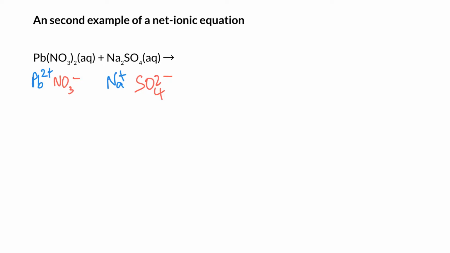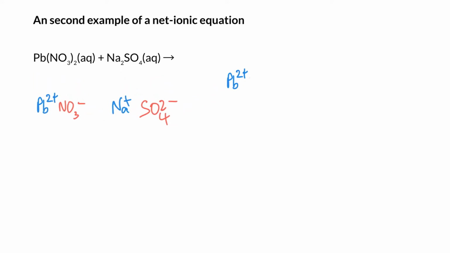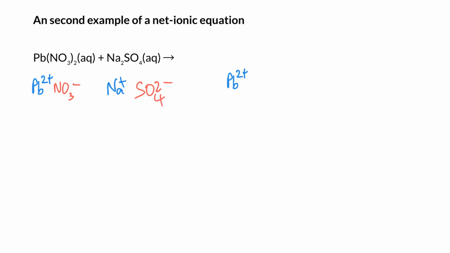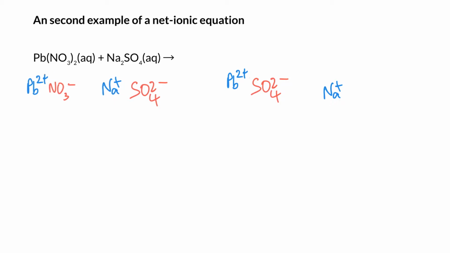So basically, we're just going to take each ion and play swapsies. So that lead is going to swap places. And instead of pairing up with nitrate, it's going to pair up with sulfate. And we're also going to see the same thing for the sodium. So the sodium right now is paired up to sulfate. And it's going to go ahead and trade. And now it's going to pair up with the nitrate ion.